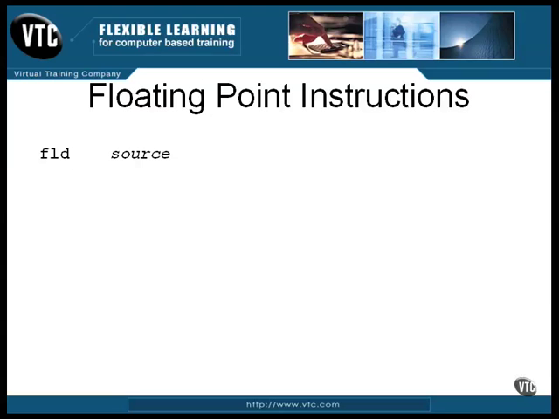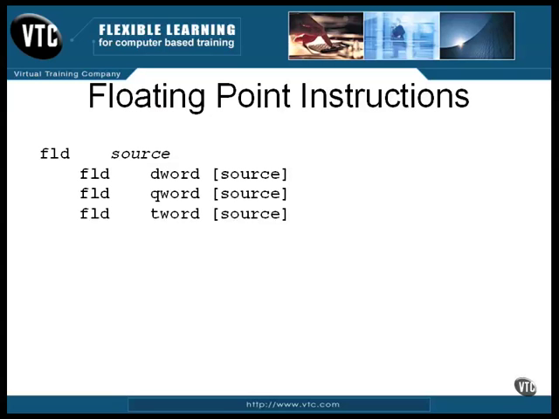The FLD instruction takes a floating point number from memory and pushes it onto the stack. Now it's necessary to specify the size. If you specify double word, you get the smallest size, a 32-bit floating point number. A quad word is a 64-bit number, and a T word, a 10-byte word, is a number in the 80-bit format. These sizes refer to the size of the floating point number in memory. No matter what size you use, it winds up as an 80-bit number in the ST0 register.